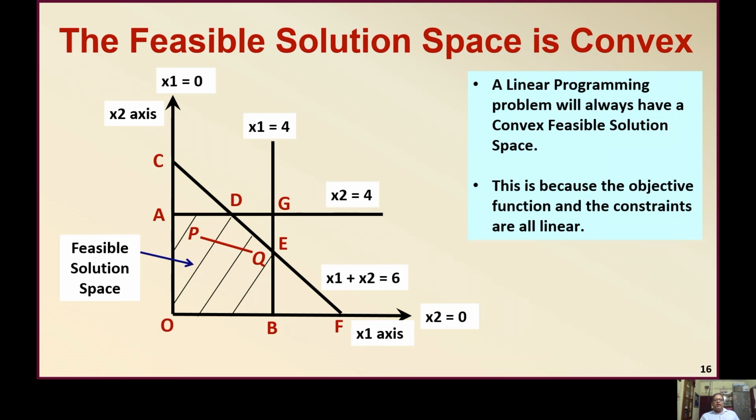And if it is a linear programming problem, it is always going to have a convex feasible solution space. This is because the objective function and the constraints are all linear. Is it not? So when the constraints are all linear and the objective function is also linear, we are always going to have a feasible solution space which is convex in nature.